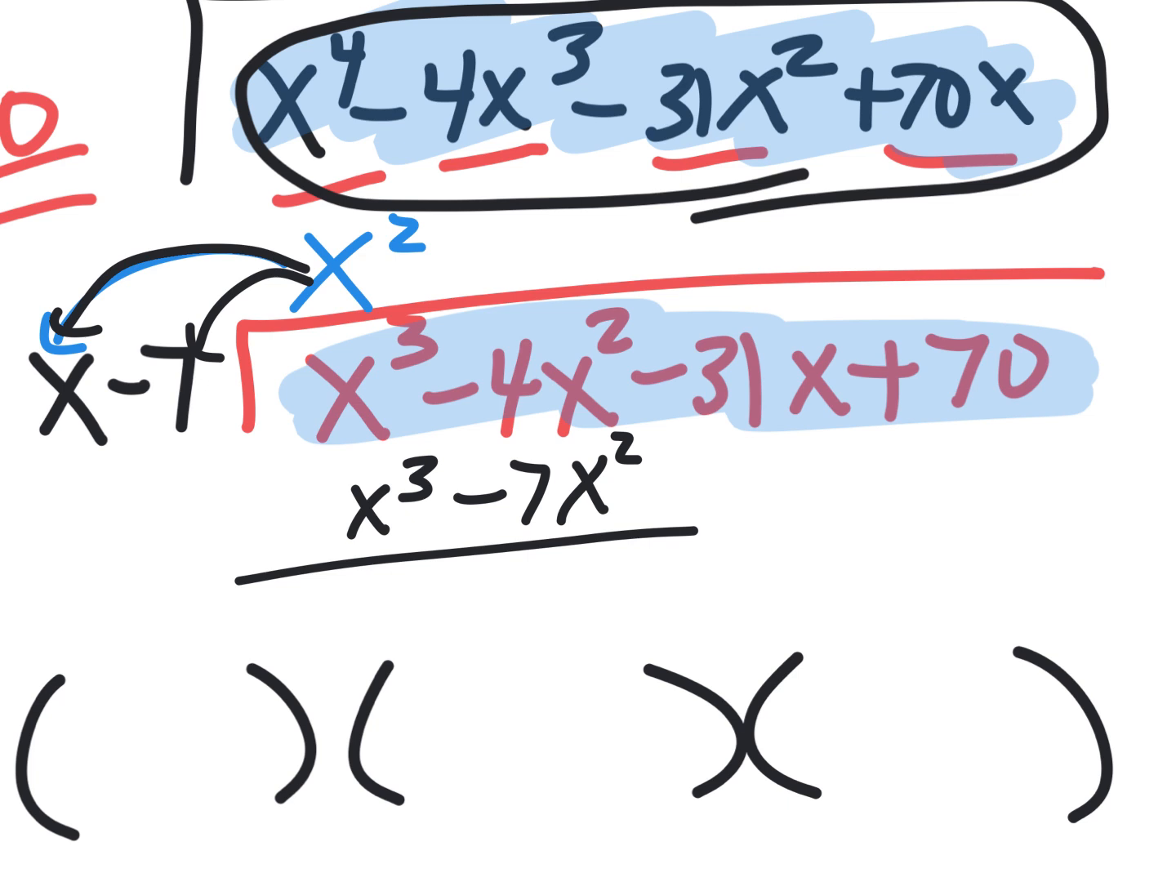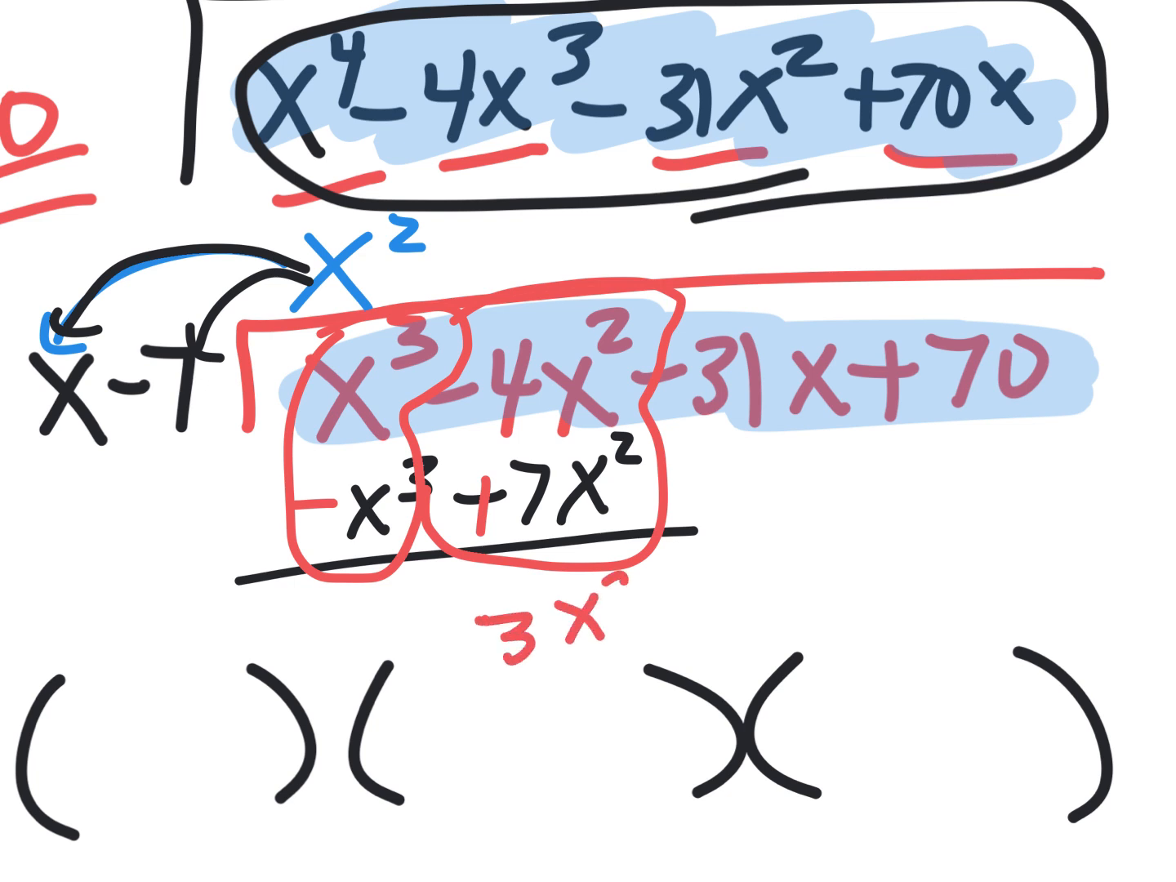You were right so far. Now what do we do? Flip the signs. Flip the signs. Good. Now this and this, when I combine them, make 0. And then when I combine these two, I get 3x squared.